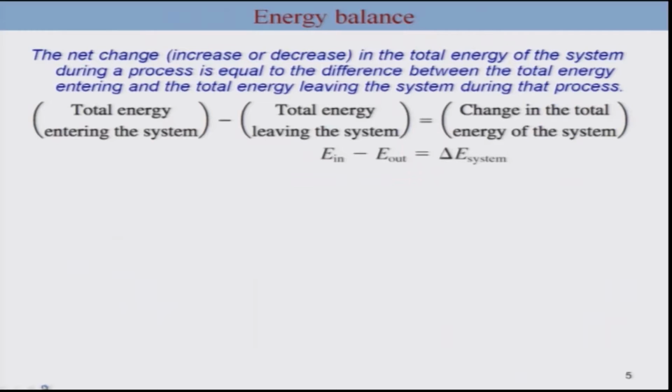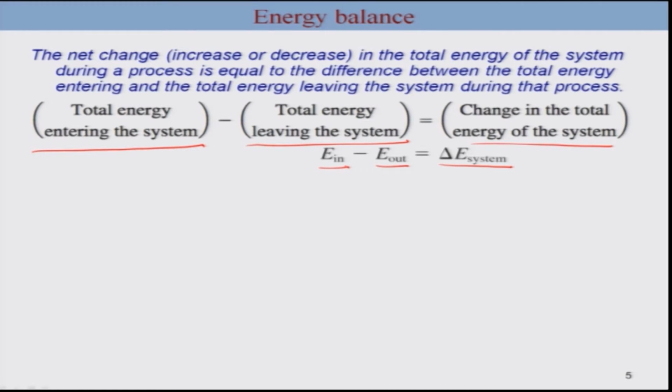So we can write a very formal definition of the first law, and that is how we are going to go about it in this course. Here is the total energy entering the system minus the total energy leaving the system, and that should be the change in the total energy of the system. So it is E in minus E out equals delta E system. We will talk in more detail about what E in is, what the components are which constitute energy in, and what delta E system is.